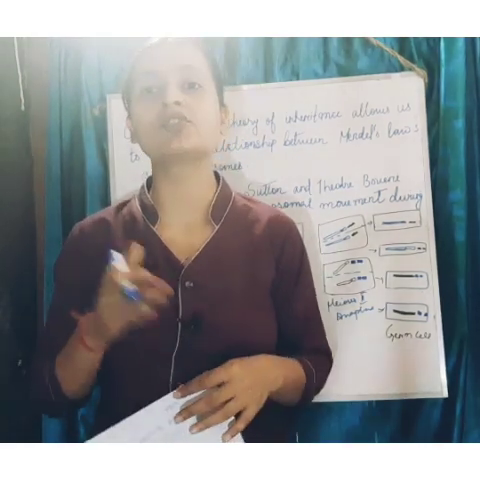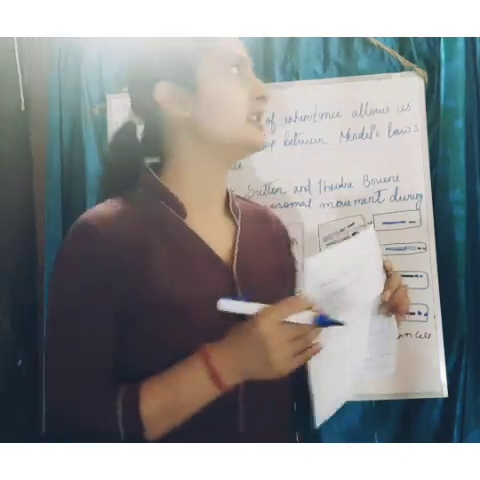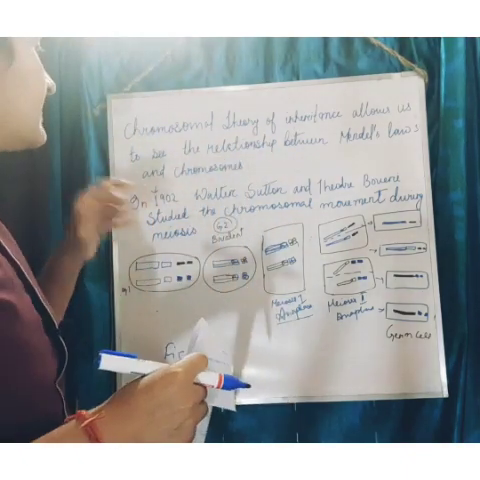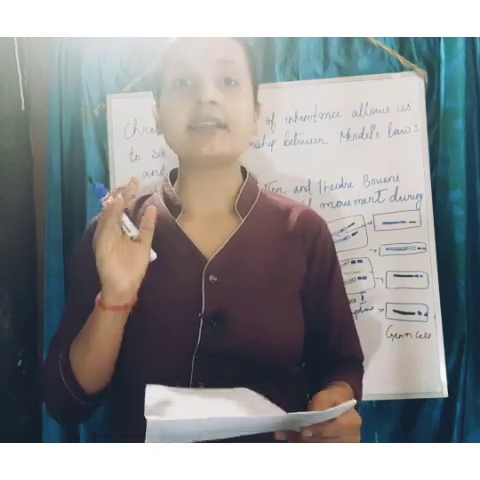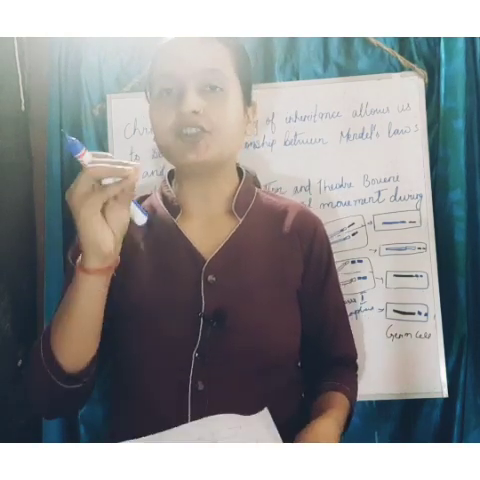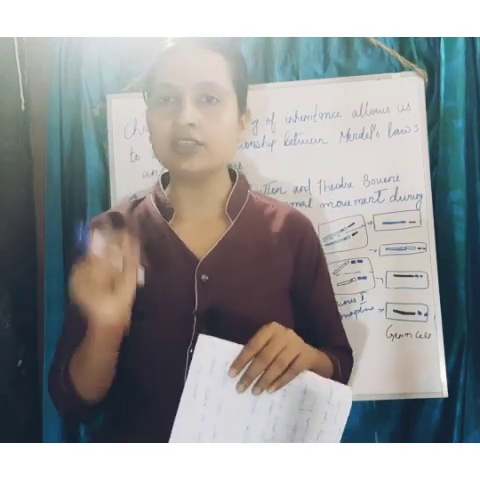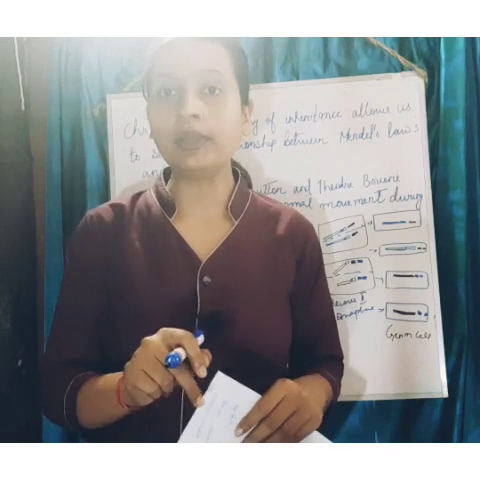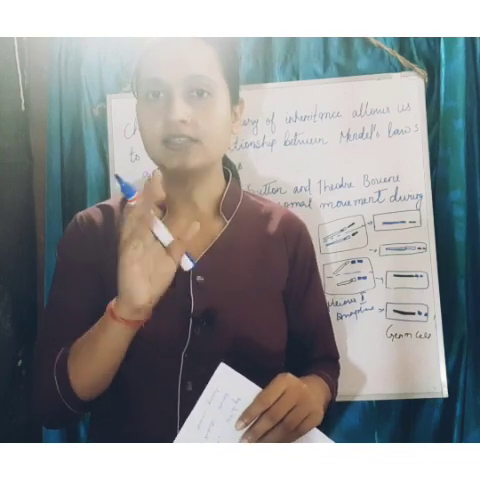So this is your chromosomal theory of inheritance. According to this theory, what did Walter Sutton and Theodore Boveri propose? Let me read out the points. Number 1: genes are located at specific locations on the chromosome. They found that a gene has a specific location on the chromosome. At the beginning I told you that genes and chromosomes are together, meaning genes are present on a chromosome, right? So a gene has a specific location in a chromosome. This is the first point of the chromosomal theory of inheritance.